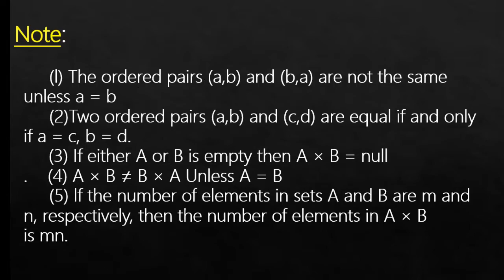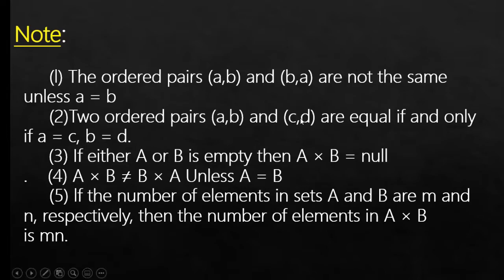Number two: two ordered pairs (a, b) and (c, d) are equal if and only if a is equal to c and b is equal to d. What does it mean? It means that if a and b are two elements of an ordered pair, and there is another ordered pair with different elements, then they are not equal. But if the elements are equal, then these two ordered pairs would also be equal.